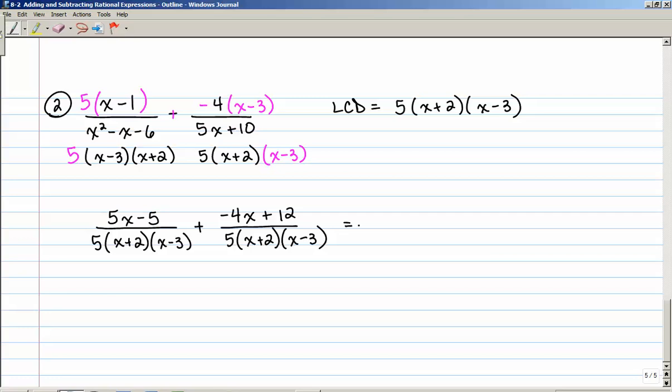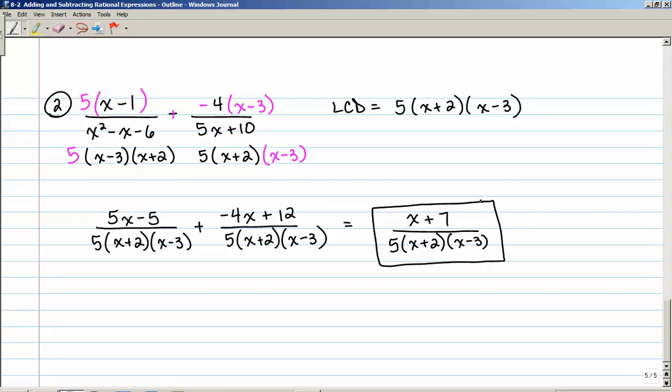And now for my final answer, just combine like terms across the top. 5x minus 4x gives me an x. Negative 5 plus 12 gives me a positive 7 over my denominator of 5, x plus 2, x minus 3. And I like to leave my final denominator factored just to make sure that there's nothing else I can cancel when I get to my final answer.